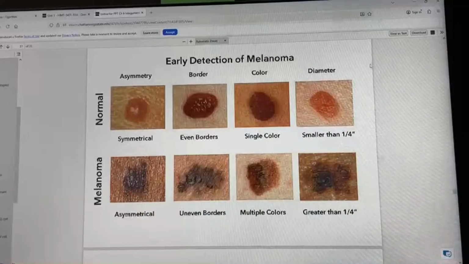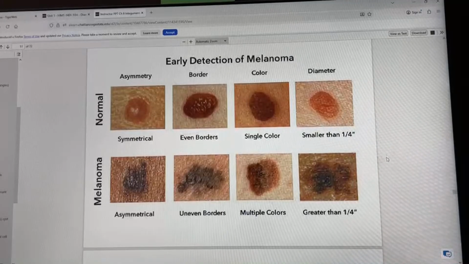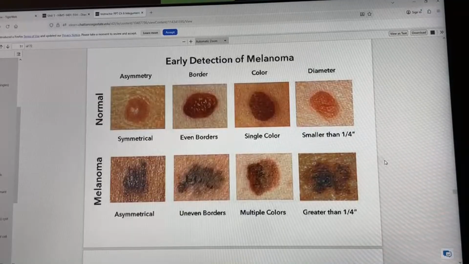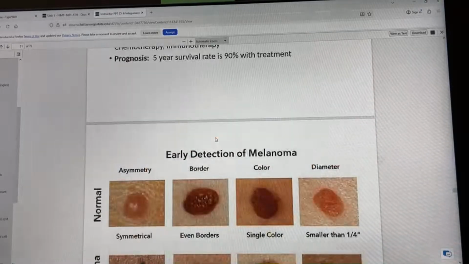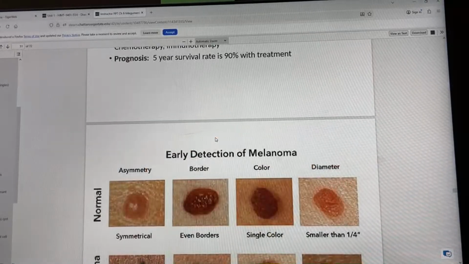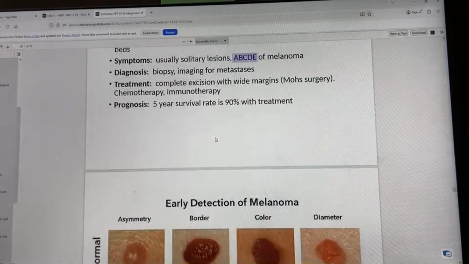And then the E, I don't know why they didn't include E, but E is evolving. So if it's changing over time, it's more likely to be melanoma, versus, oh, I've had this on me since I was born and it's been the same way for 30 years. That's probably normal, even if it looks weird. But if it's like, oh, this looked like this 2 years ago and now it looks like this, that's evolving, okay? Does that make sense? So those are the ABCDEs of melanoma detection. Everyone go home and look at your moles in the mirror.